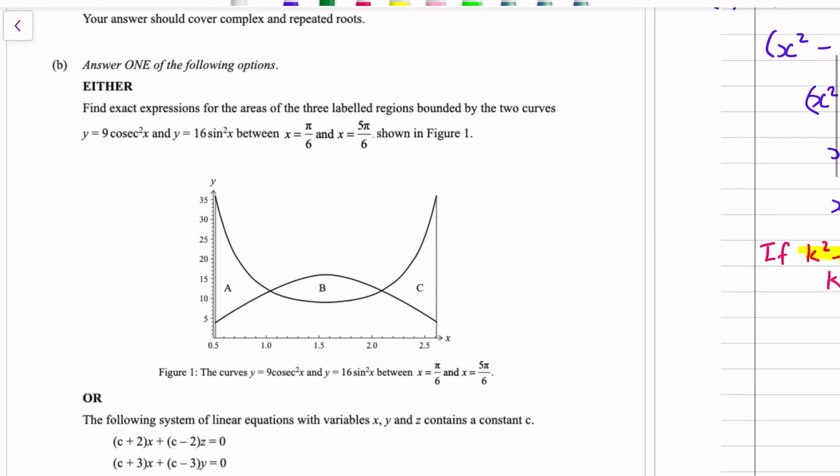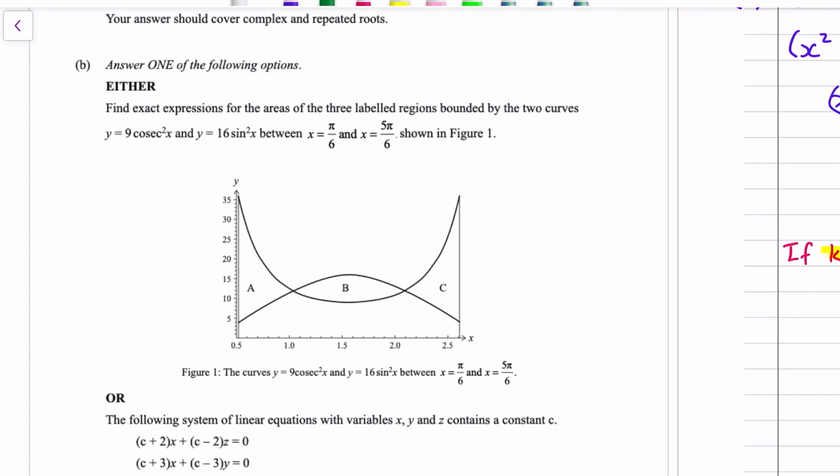Okay, part B, the first option. Find exact expressions for the areas labelled below. The first thing to notice is because of the symmetry, A and C are the same, so we don't have to work them out both. We do need to work out some points of intersection.